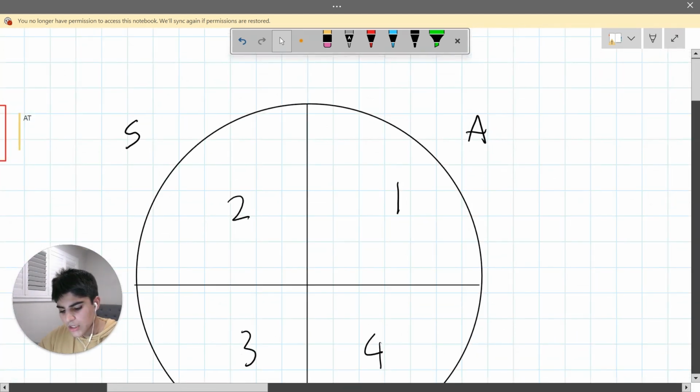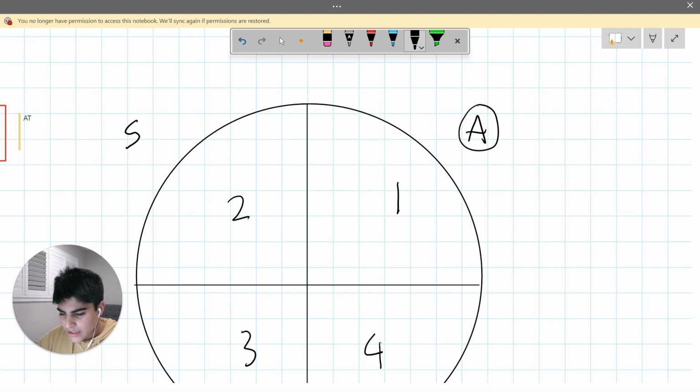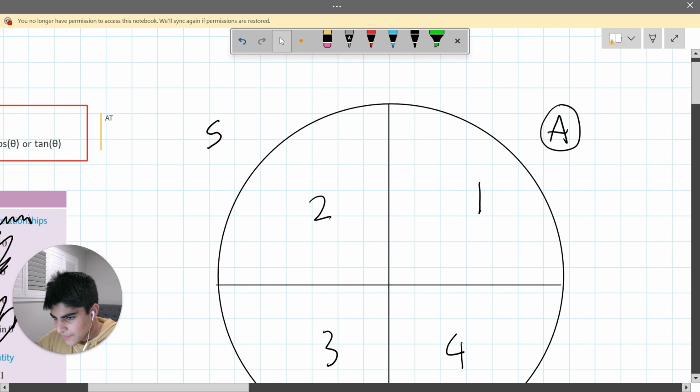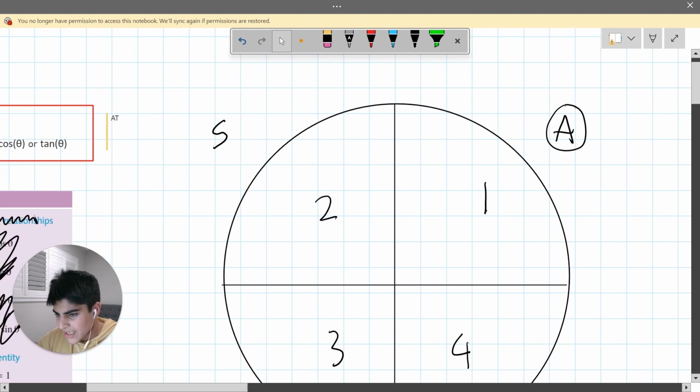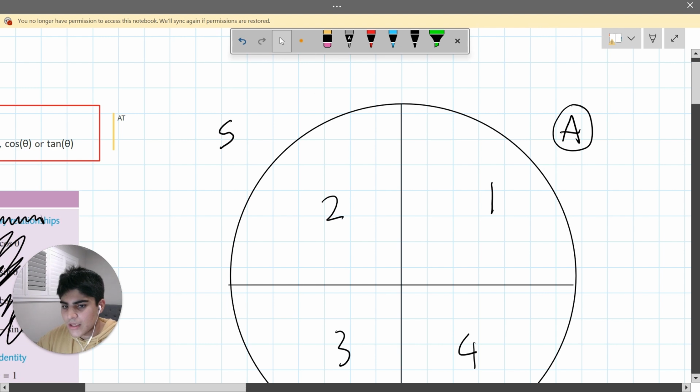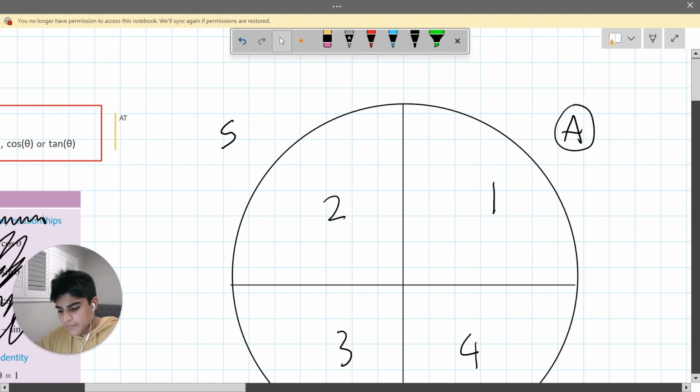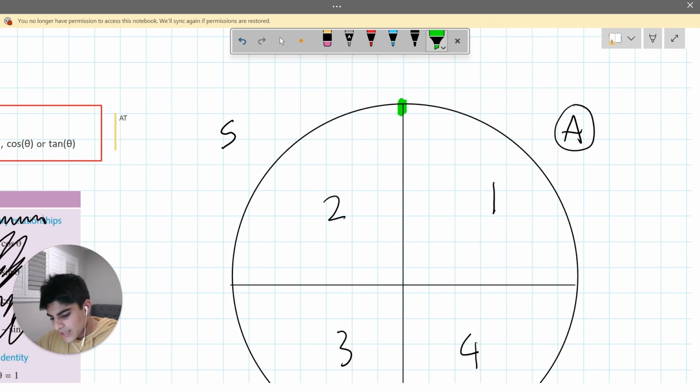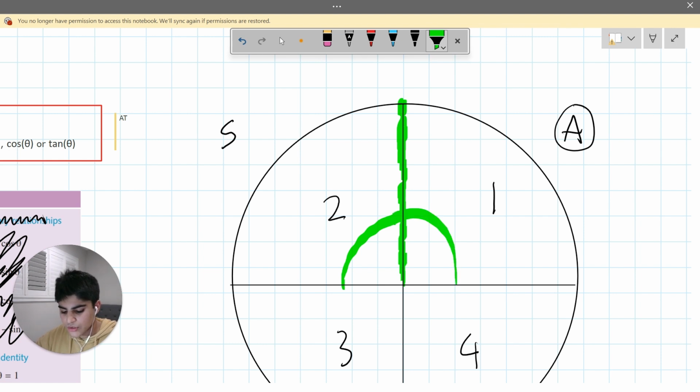In quadrant 1, tan theta, cosine theta, and sine theta are all positive. In quadrant 2, sine theta is positive, cosine theta is negative, and tan theta is negative. I'll explain why. Sine theta is the y coordinate, so sine theta will always be positive when the angles range between quadrant 1 and quadrant 2.